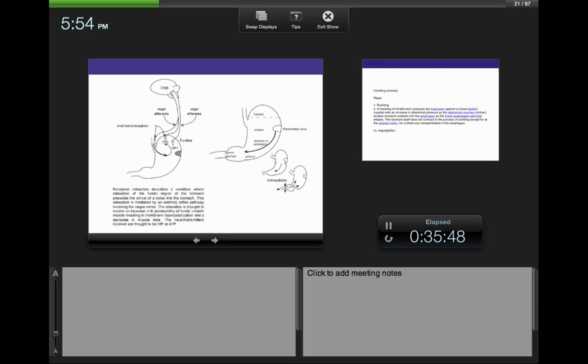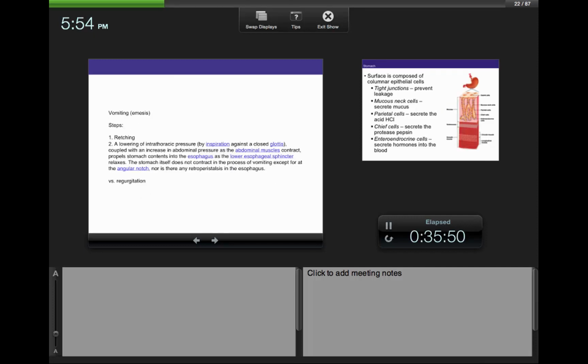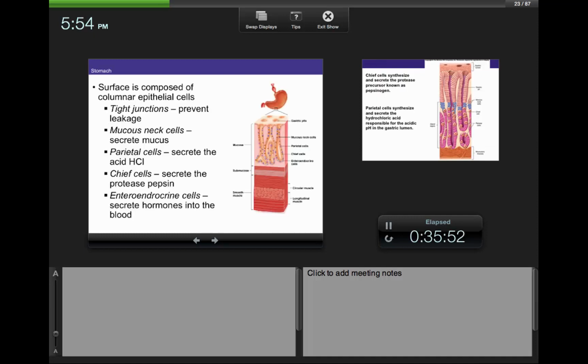Okay, so let's now concentrate on the cells of the stomach. We're zooming into the wall of the stomach. We're going to talk about these different cell types. The main ones that I want you guys to know are the parietal cells and chief cells. Those are the two main ones.